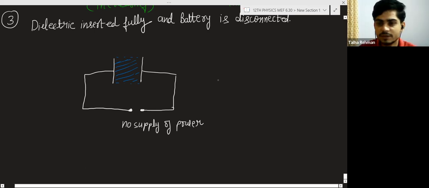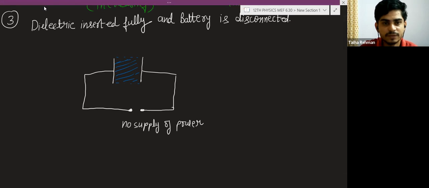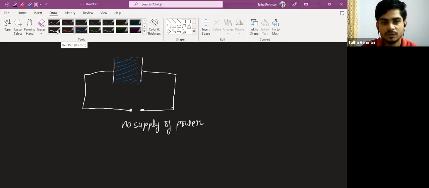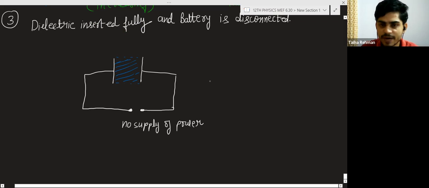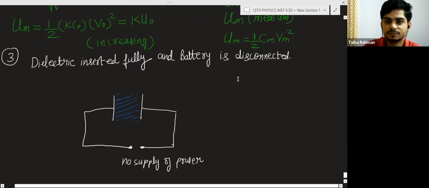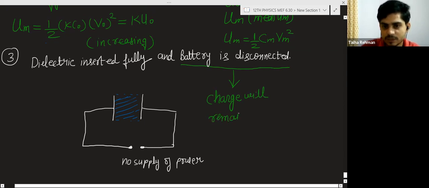And remember one thing: whenever the battery is disconnected, charge will remain the same on the plates of the capacitor.